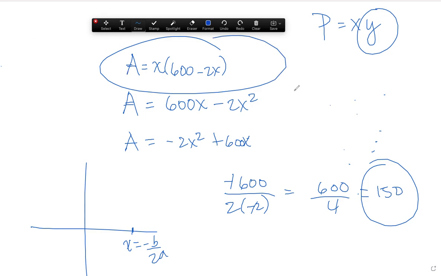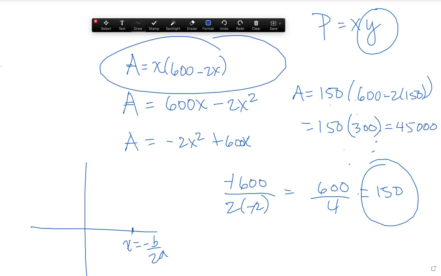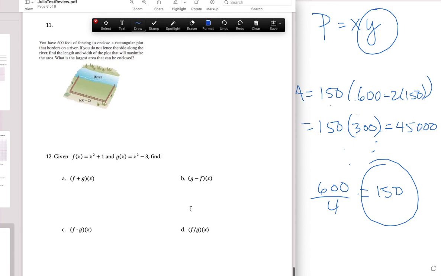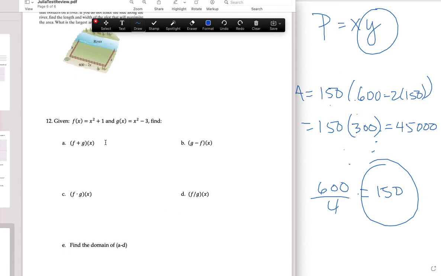So the maximum area is going to be A equals 150 times 600 minus 2 times 150. 600 minus 2 times 150 is 600 minus 300, which is 300. So it's 150 times 300, which is 45000. I did it very fast, but are we good? Yeah. Okay, cool.